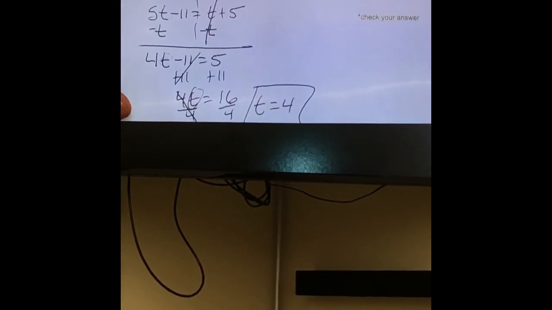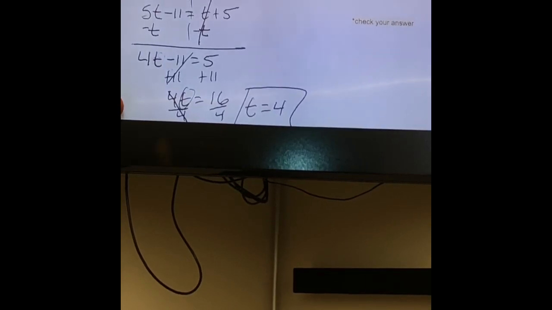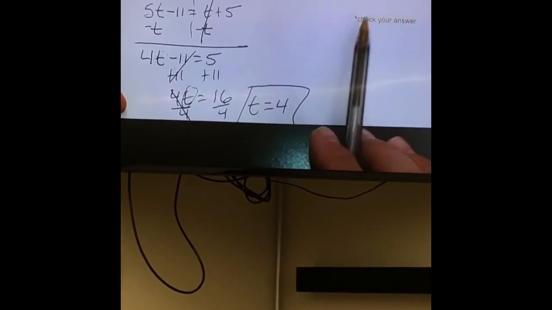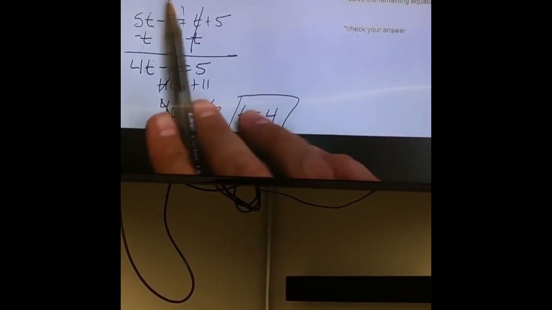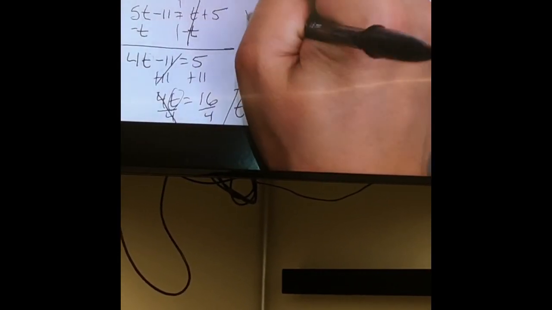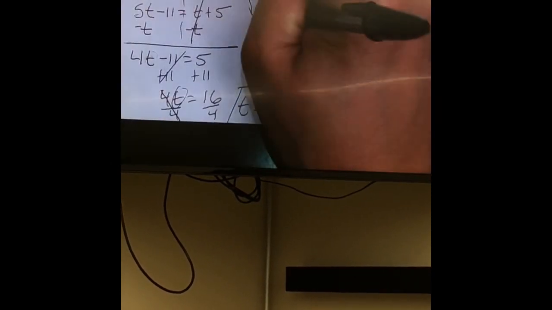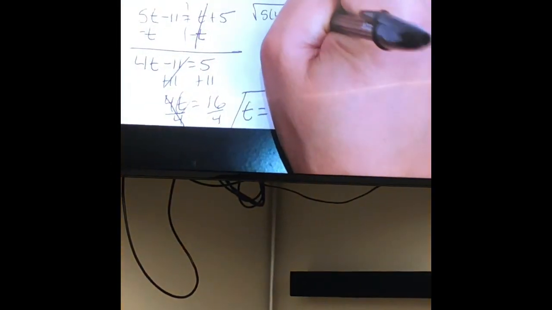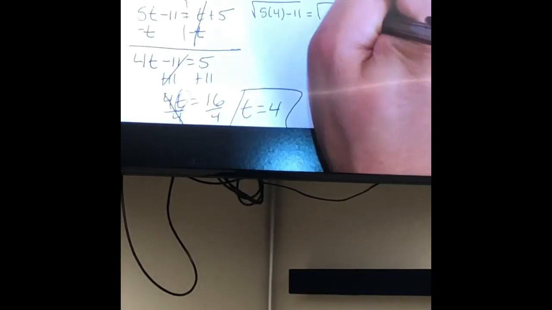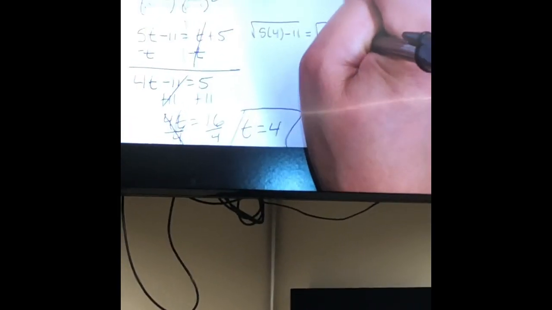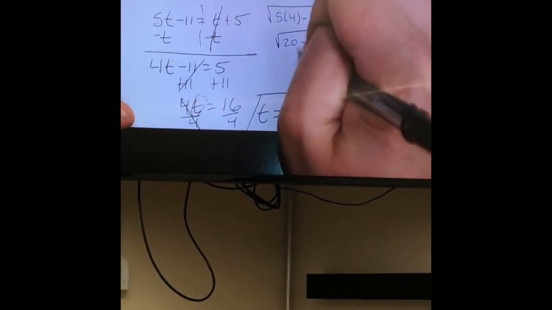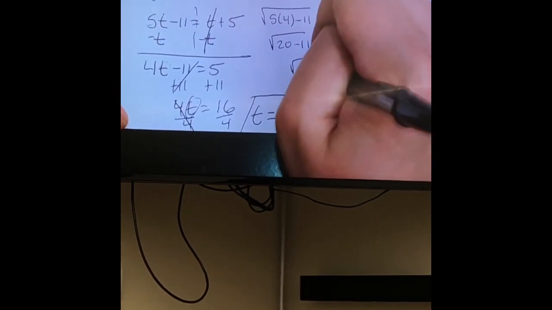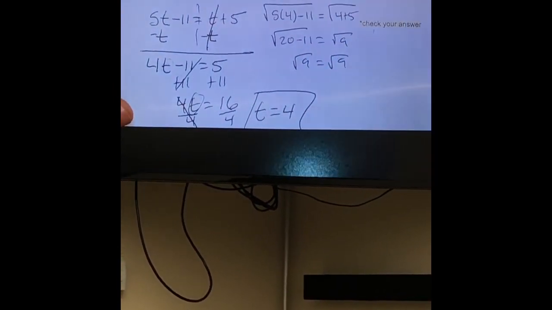Now, up to this point, you're probably feeling pretty confident that your answer is correct, but again, make sure on your homework that you are all checking your answer. So we're going to plug it back into our original equation. So square root of 5 times 4 minus 11 is equal to the square root of 4 plus 5. That gives us 20 subtracting 11 equals square root of 9, and 20 subtracting 11 leaves us with radical of 9.